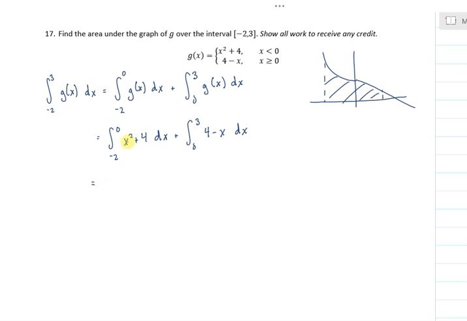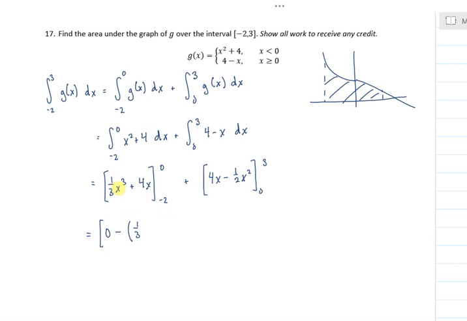Okay, antiderivatives: 1/3 x cubed plus 4x, and I'm going from -2 to 0. And my next one is 4x minus 1/2 x squared, and I'm going from 0 to 3. Okay, so here I have to do 0 first, and then -2. We always start with the top. So 1/3 times 0 cubed plus 4 times 0, that's just 0. So for the first one, I get 0 minus, and then I put -2 in.